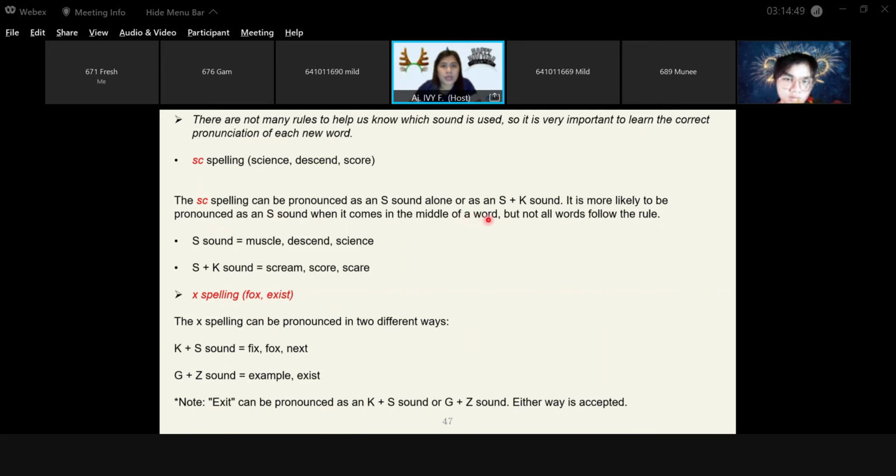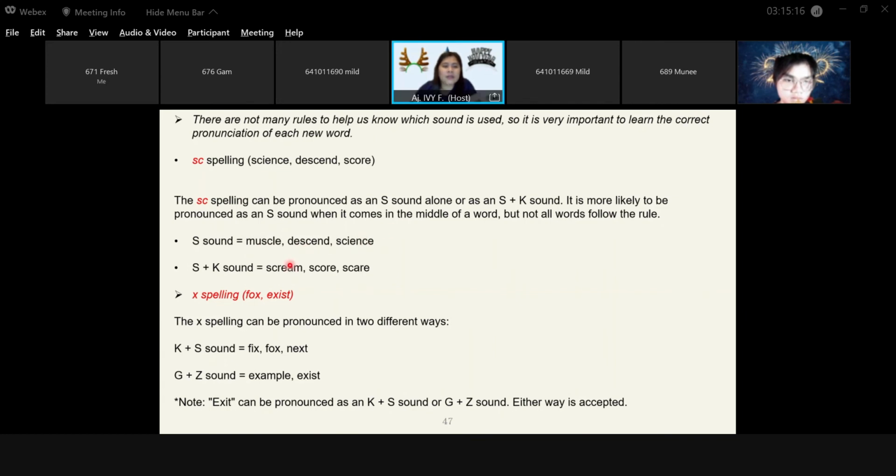Middle of a word. But not all words follow the rule. Okay, that is the difference. For example, the S sound for muscle. Okay, muscle. There is an SC here, but you have to read it as muscle. Descent. There's also SC. Science.